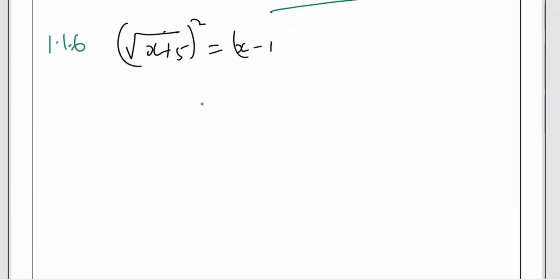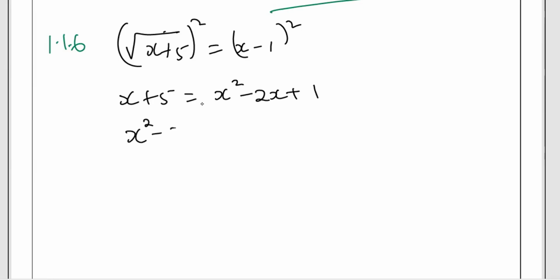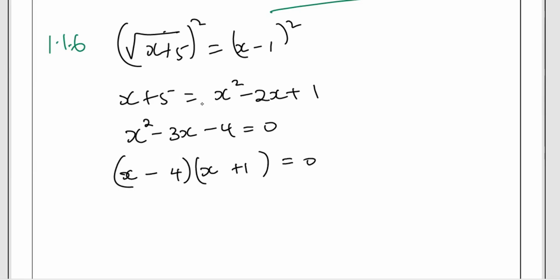Square that, meaning that we have x plus 5. This side we shall have x squared minus 2x plus 1. Let's create a standard equation. Let's move everything to one side. So it's x squared minus 3x minus 4 is 0. You factor this out. This is x, and x can have a minus 4 plus 1. So either our x is 4 or alternatively our x is negative 1.